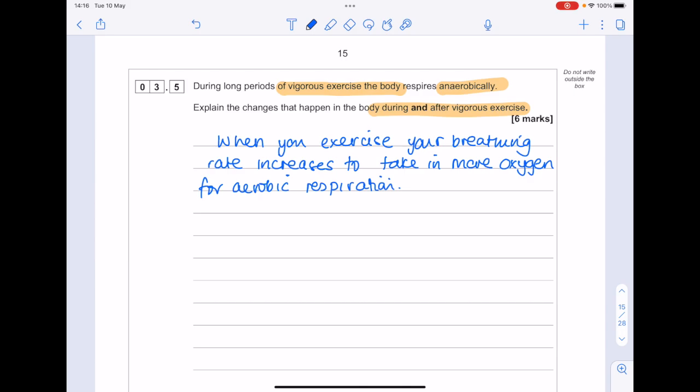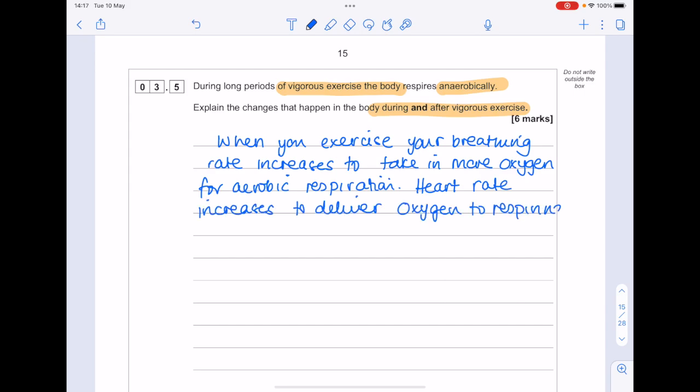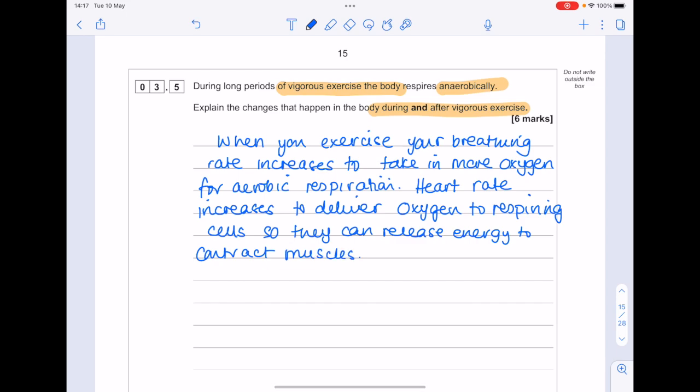What else increases? Heart rate increases to deliver that oxygen to respiring cells so that they can release energy to contract muscles needed to exercise. However, if your exercise is too vigorous, you run out of oxygen. So in intense exercise, anaerobic respiration takes place.